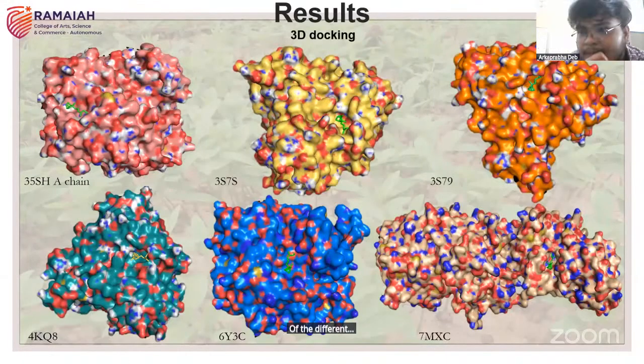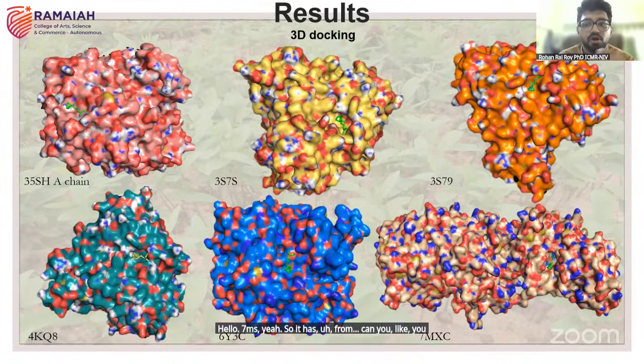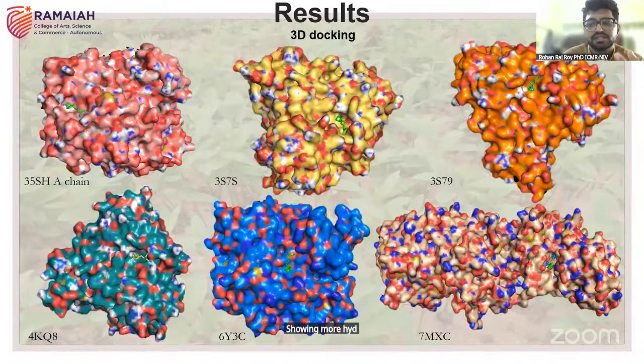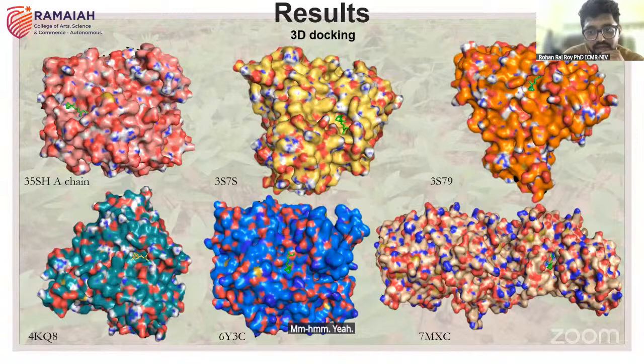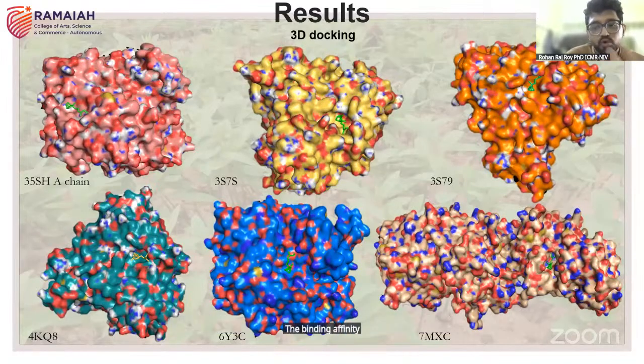So in this, you are saying the last one, 7-MXC. From the ligand plot study, you told it is showing more hydrogen bonding interactions, receptor-ligand interaction, right? Can you say from this 3D docking, based only on this, about the binding affinity or the groups where it will go and bind?